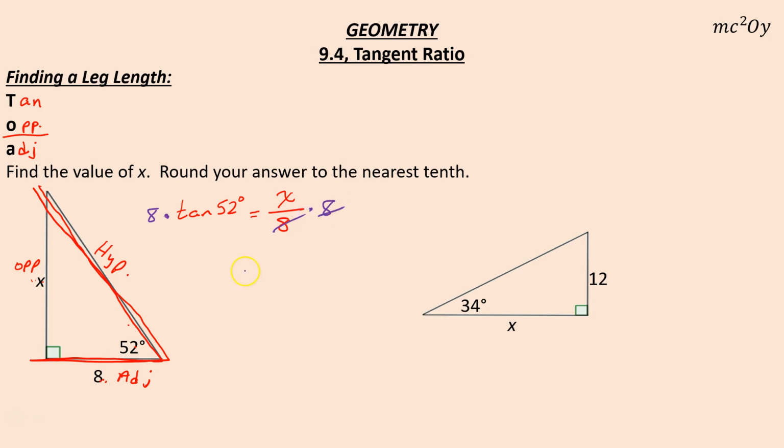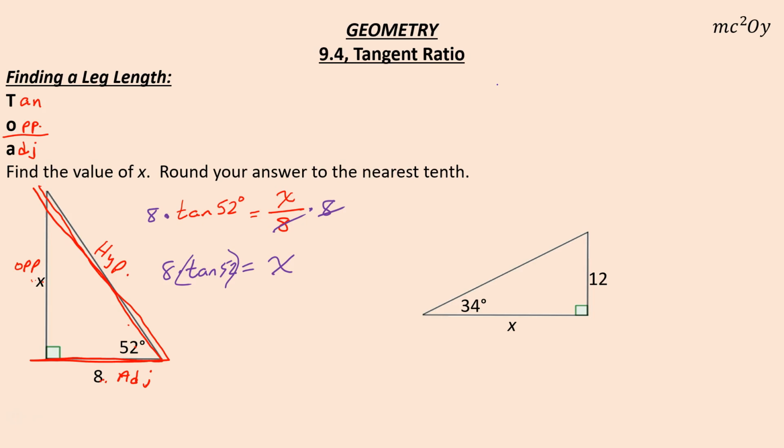The 8's cancel. I'm left with x is equal to 8 times tan 52. Now it's important when you put this into your calculator, tan 52 is a numeric value. Okay, and if you push tan 52 on your calculator, you're going to get one of two things usually. You're either going to get a positive number or a negative number.